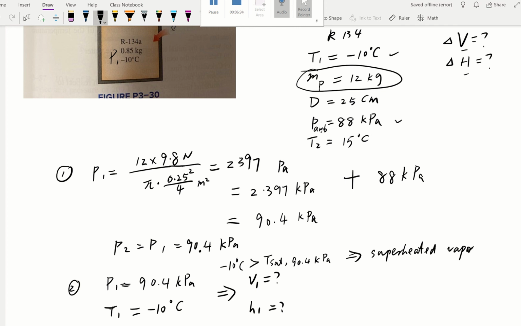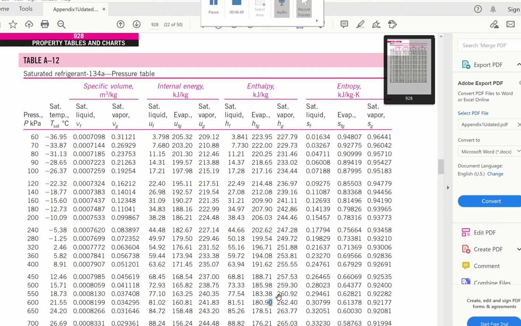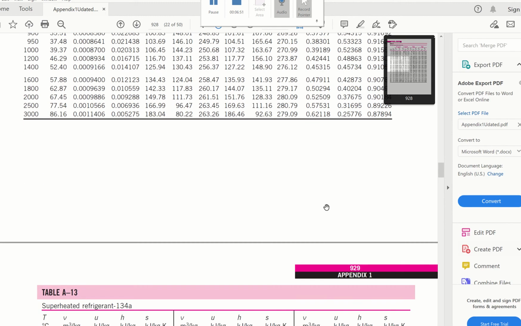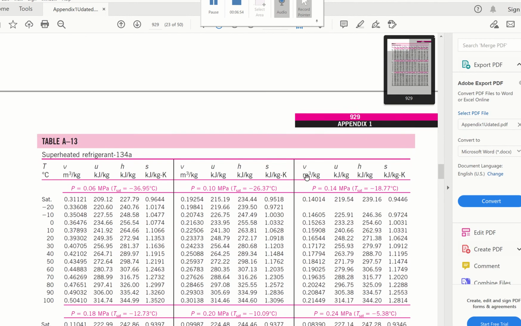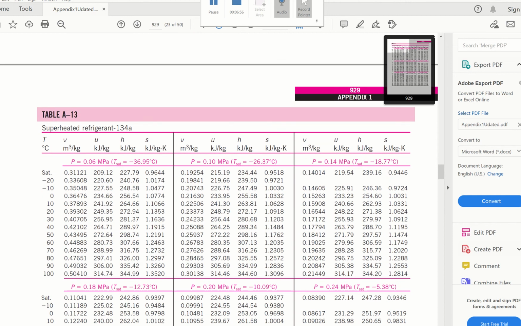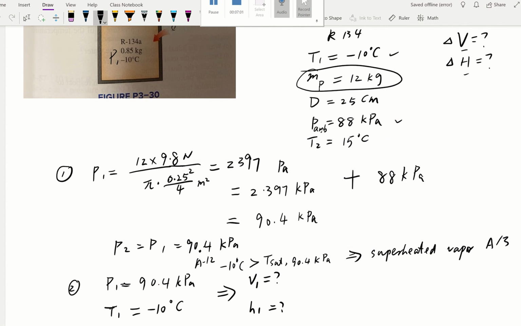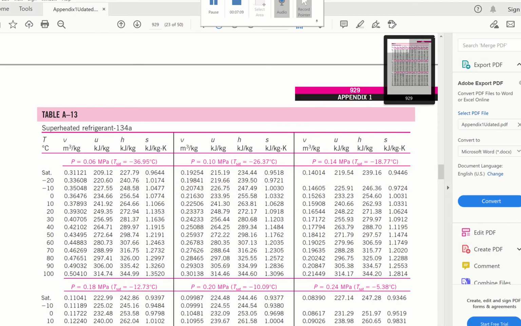So this R134a, this Freon, is in vapor form. Since it's in vapor form, which table are we going to go to? From here, you start with A12 to make that judgment, and then you go to table A13. At table A13, we are going to use those two values, negative 10 degrees Celsius and 90.4 kilopascal.